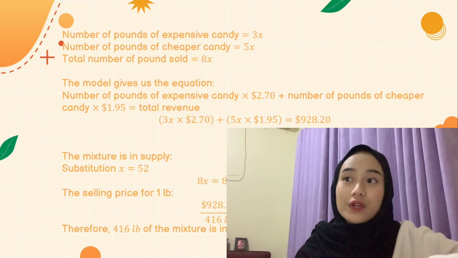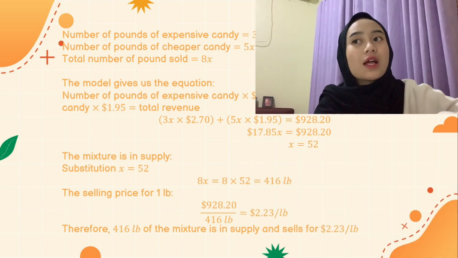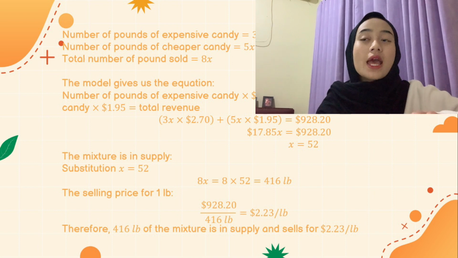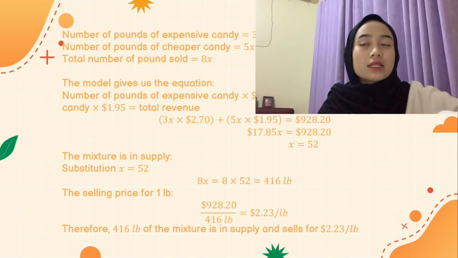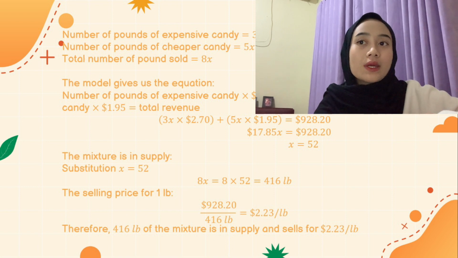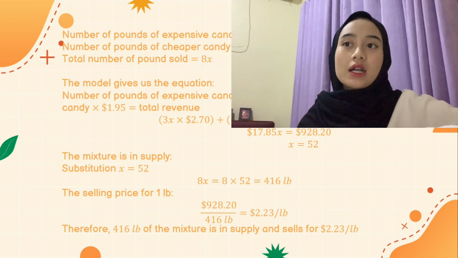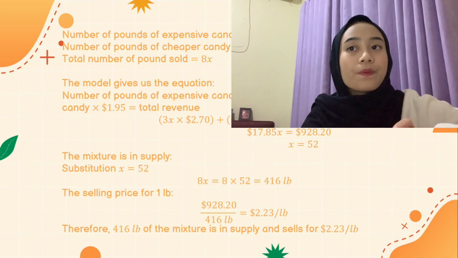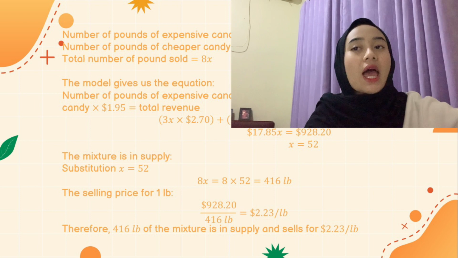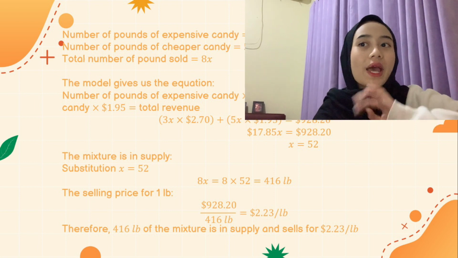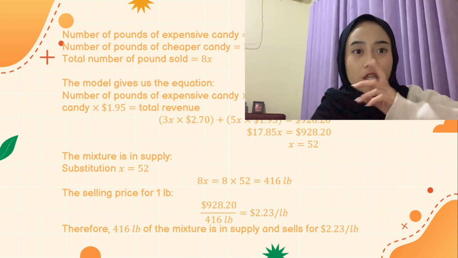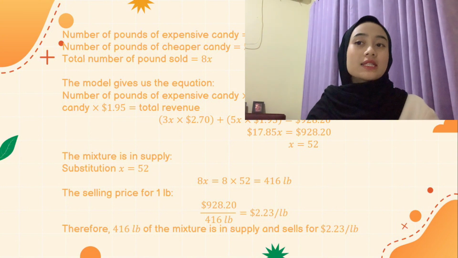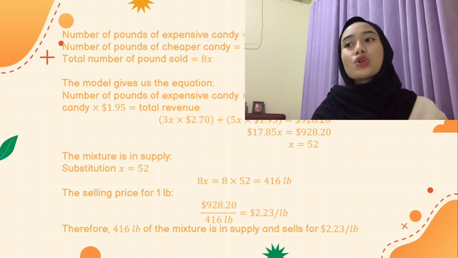$1.95 is total revenue. So we have 3x times $2.70 plus 5x times $1.95 is $928.20. So 17.85x is $928.20, and we divide both sides by 17.85. So x is 52. The mixture is in supply.